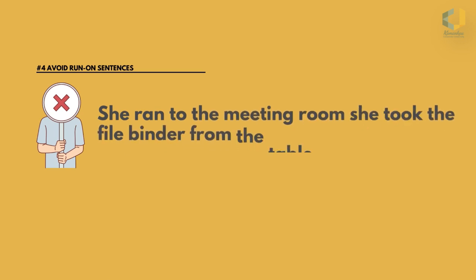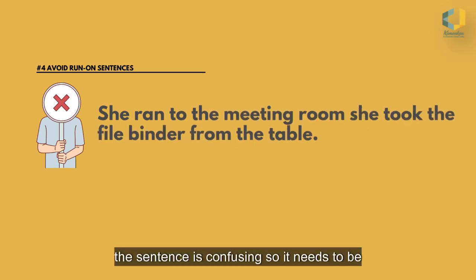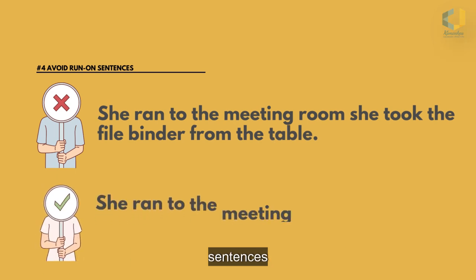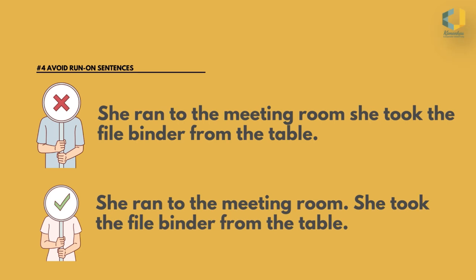See the example of a run-on sentence. She ran to the meeting room she took the file binder from the table. The sentence is confusing, so it needs to be corrected. We can break it up into two sentences. She ran to the meeting room. She took the file binder from the table.